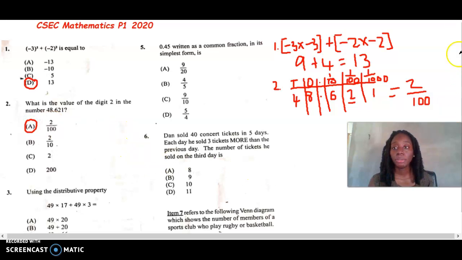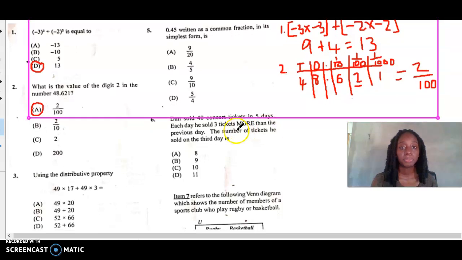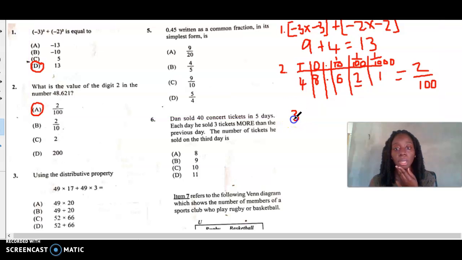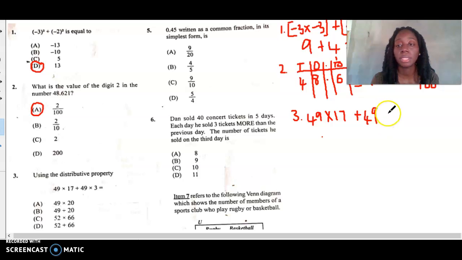All right, so question 3. Now question 3, using the distributive property, we have a set of numbers here: 49 times 17 plus 49 times 3.